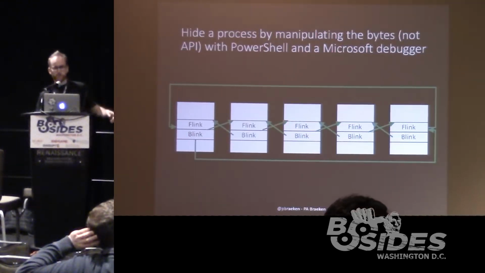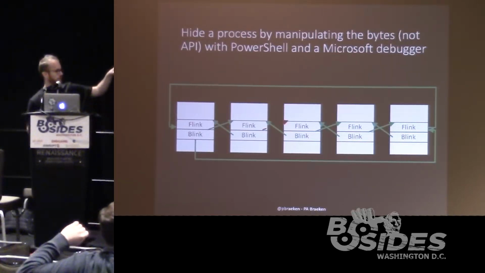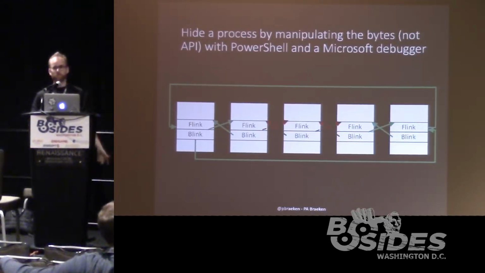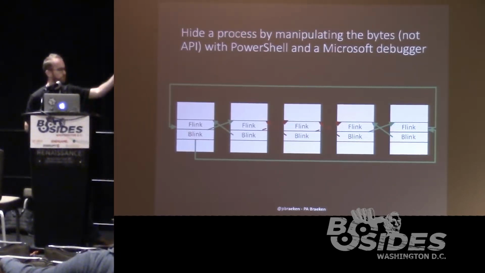So the first thing to do is to unlink a process, because it's more fun if it's unlinked, because the kernel won't be able to see it. But if you just do that, it just BSODs. It's a blue screen of death immediately.